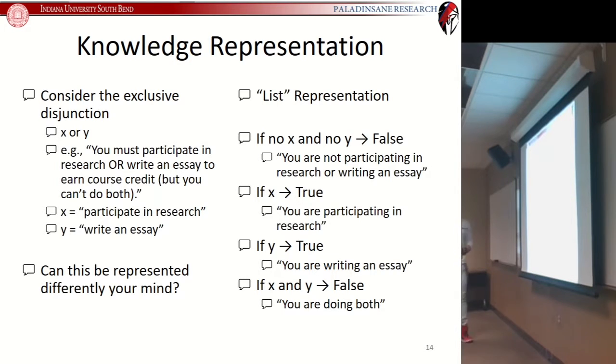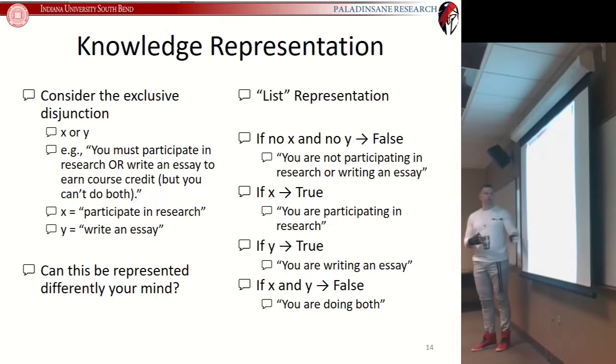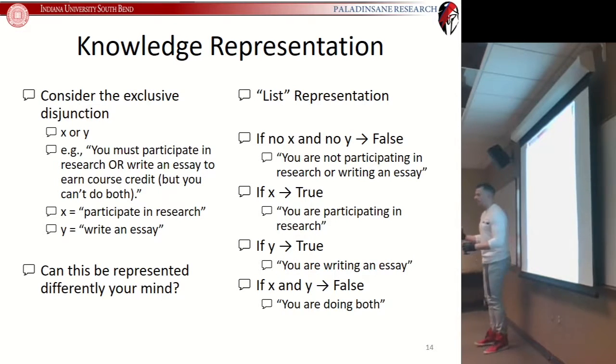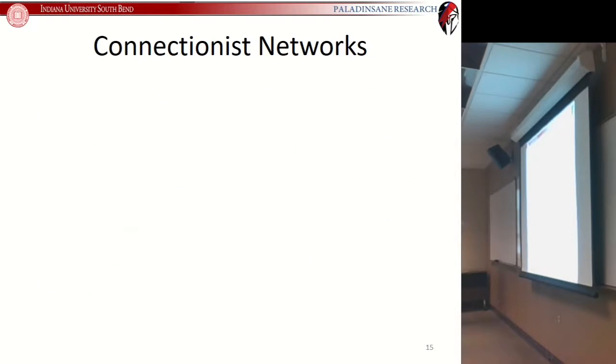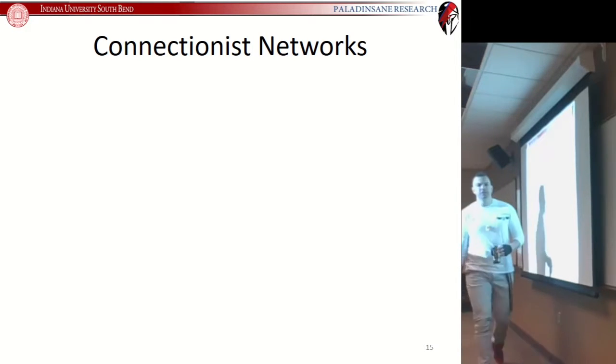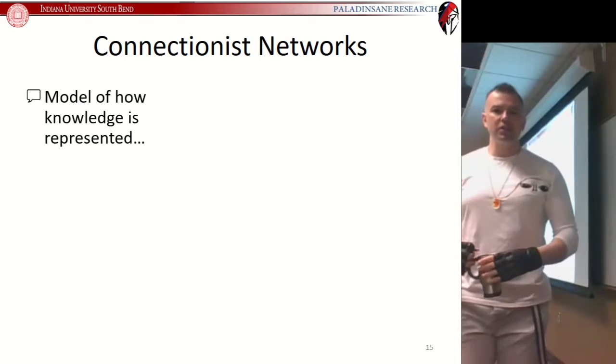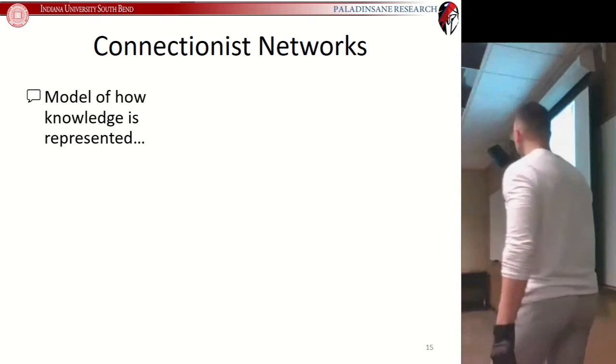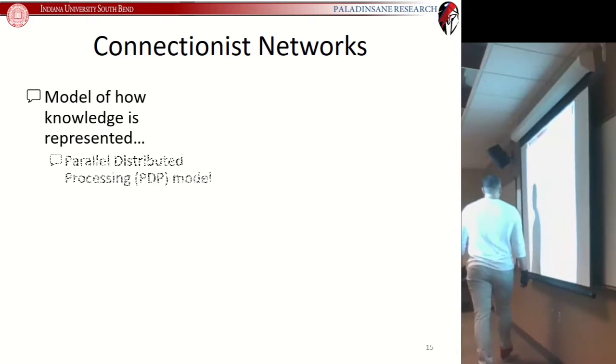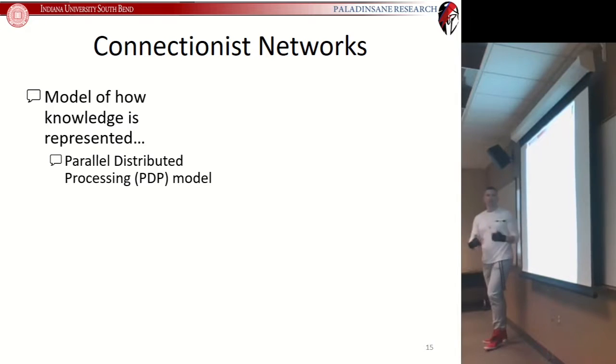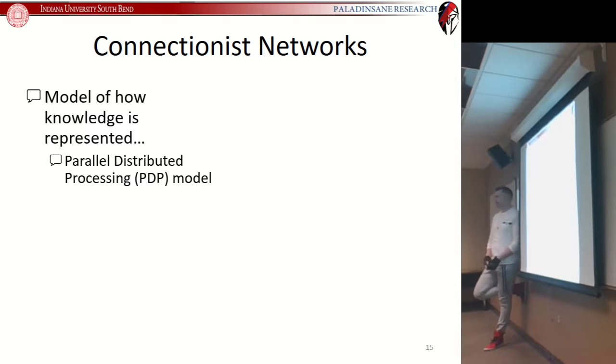Okay. So what's another way that this might be represented in your mind? Can it be represented differently in your mind? Short answer is yes, but let's take a look at how it actually might be represented differently. And it's here that we're introducing the idea of the Connectionist Network. So a Connectionist Network, it's another model of how knowledge is represented. It's also what's known as parallel distributed processing model.